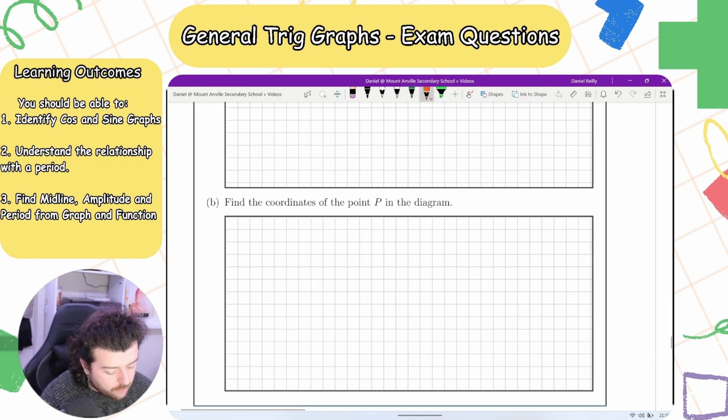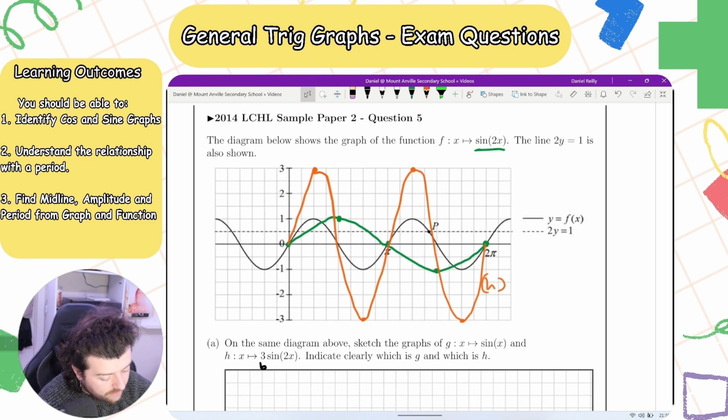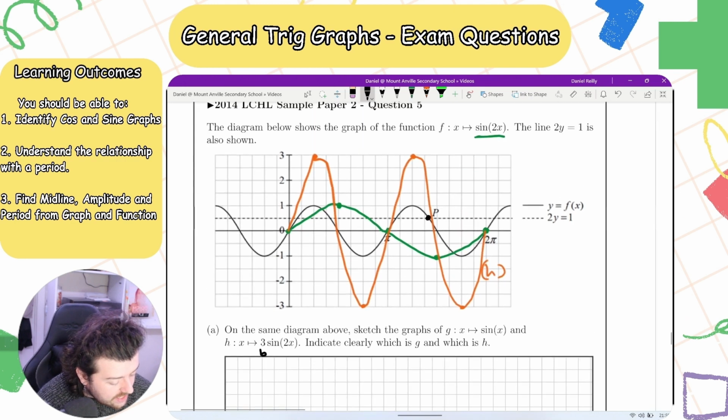Find the coordinates of point P in the diagram. So, if you care to see here, point P is this point right here. It's the point of intersection between this line and my function. So, I need to let these two equal each other. First of all, I need to get this line in terms of y. So y is equal to a half.